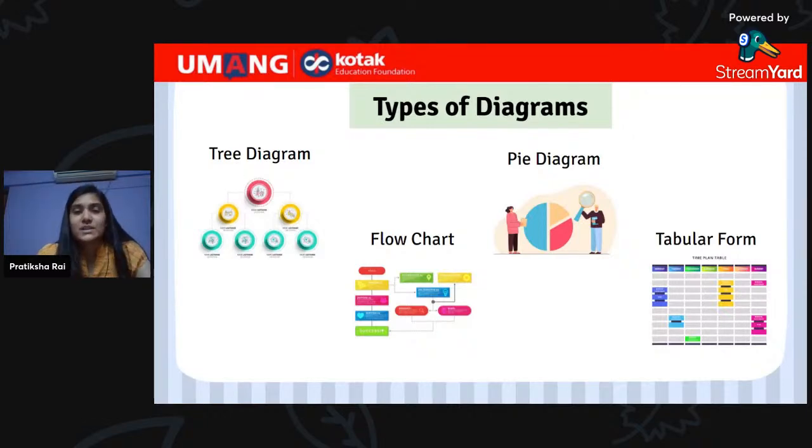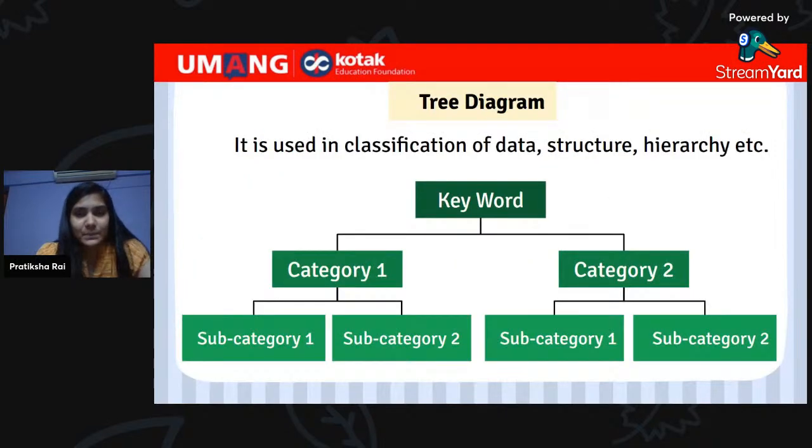Okay, the first one is tree diagram. So tree diagram is used in classification of data, structure, hierarchy, etc. It has a branching, tree-like structure. Tree diagram begins with a keyword, as you can see on the screen. Keyword, then there is category 1, category 2, and then subcategories, right? Okay, so keyword is at the top position. Correct? Can you type tree diagram in the chat box? That's great.